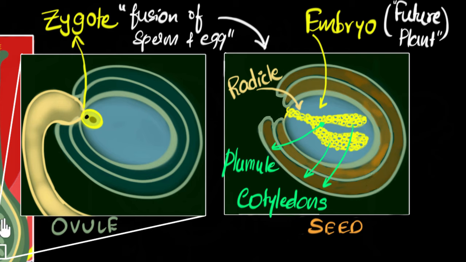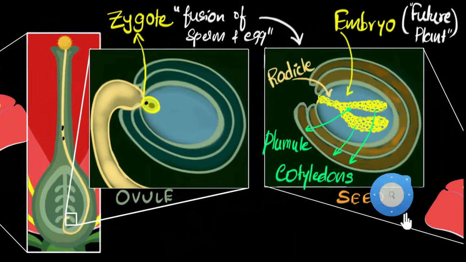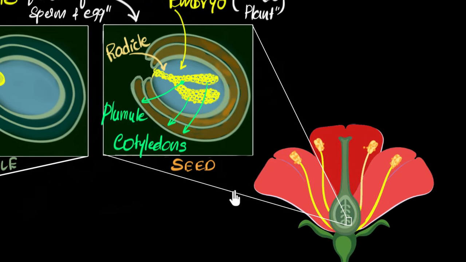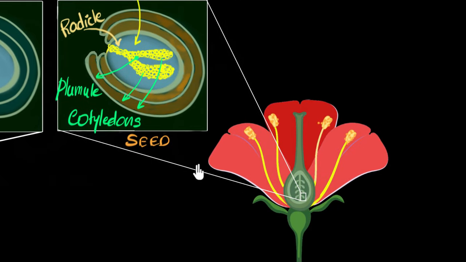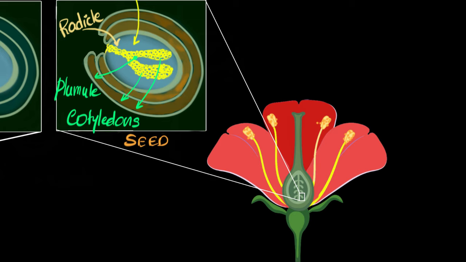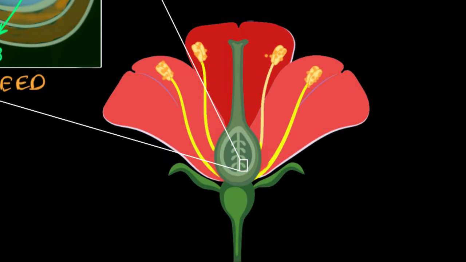Great, but what happens to the flower? Well, let's see. Here is our flower. We are zooming back out now. Here is that particular ovule we're talking about. What are the changes that are happening? First of all, we will see now a lot of ovules would have gotten fertilized. Remember, I just showed one pollen grain, but there are multiple pollen grains which are going to fertilize multiple ovules. So all these ovules have now gotten converted into seeds. And the unfertilized ones are eventually going to disintegrate.